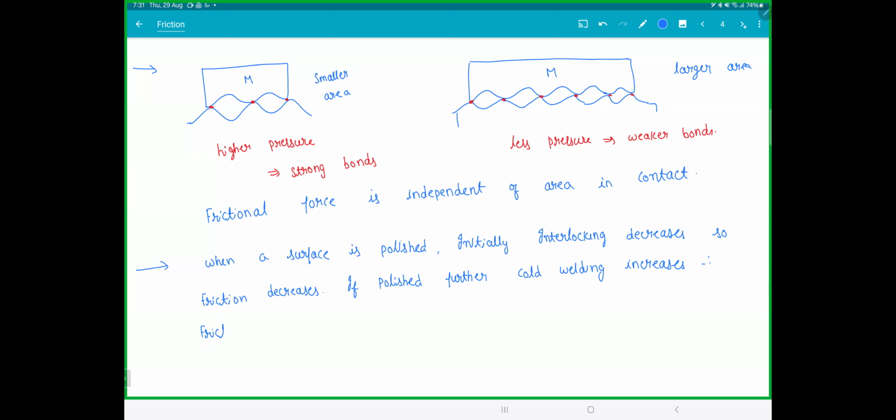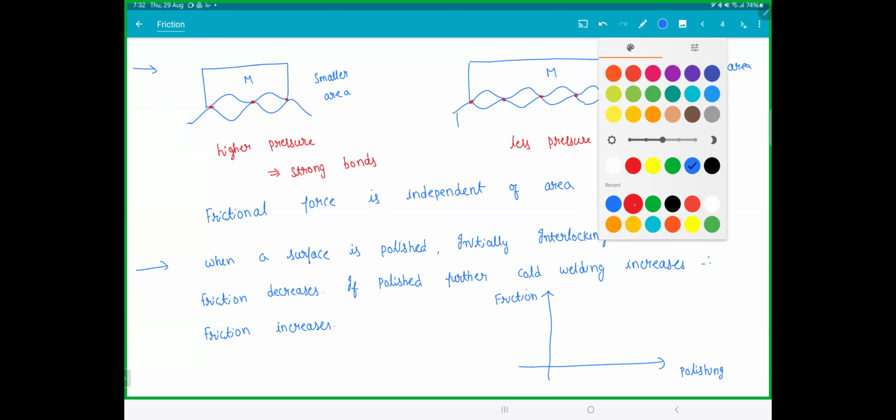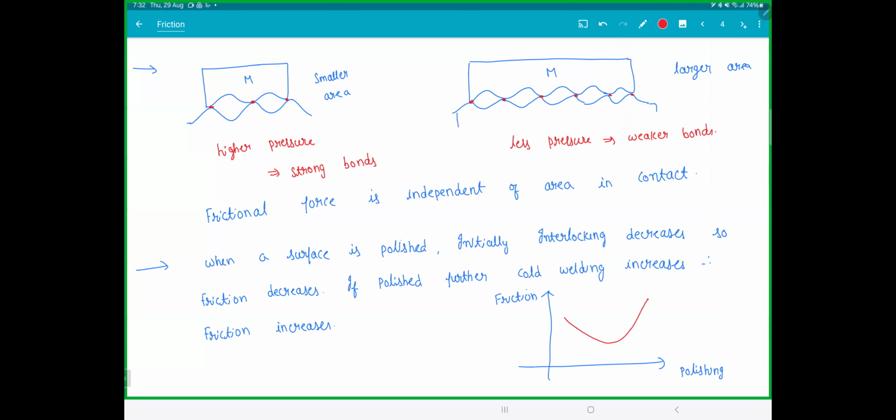So till now, we have been saying smooth surface. That is actually a blunder. Smooth surfaces have very high friction. Smooth does not mean frictionless. So if you try to plot this on a graph, friction versus polishing, initially it decreases and then it rapidly increases. As you keep polishing more and more, the friction bumps up.